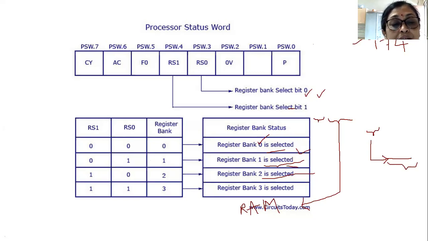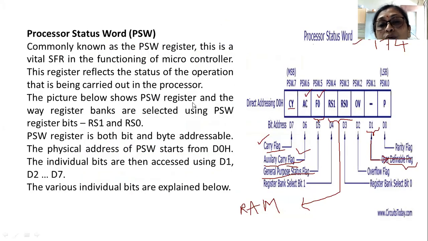So when you select 0, 0, then the registers from bank 0 will be selected. When you select 0, 1 for RS1 and RS0, the registers from bank 1 will be selected, like this. So RS1 and RS0 have the function of selecting the register bank present in the RAM of the 8051 microcontroller.